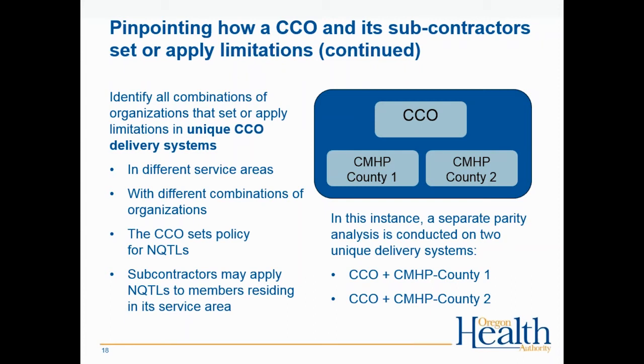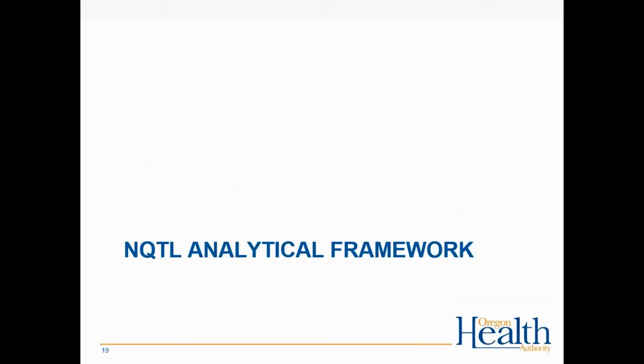Here, an example on the right side of the slide is looking at a CCO that has contracted some of its mental health services out to CMHPs, and that's divided by county. So in this instance, a separate Parity analysis will be conducted on the two unique delivery systems, the CCO plus County 1 and the CCO plus County 2. That would be two separate analyses because the subcontractors may be setting and applying in operation the Parity processes in a way that is different under Parity analysis.